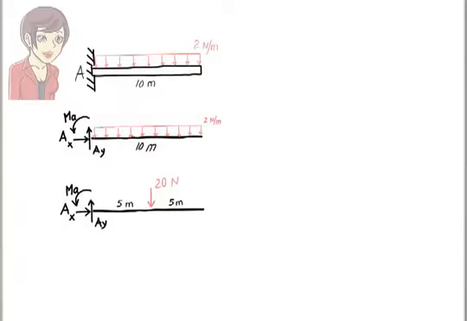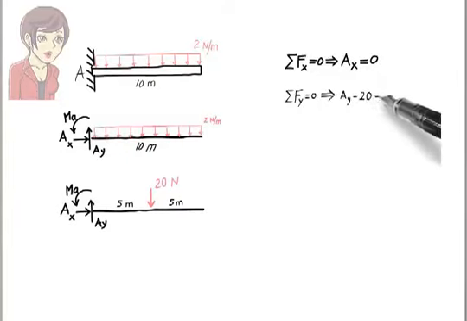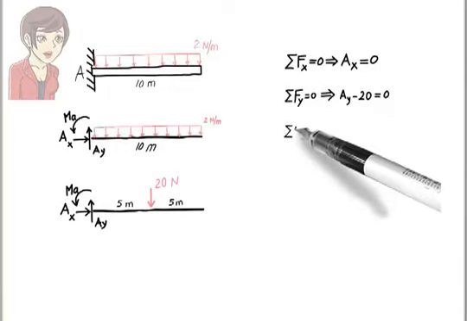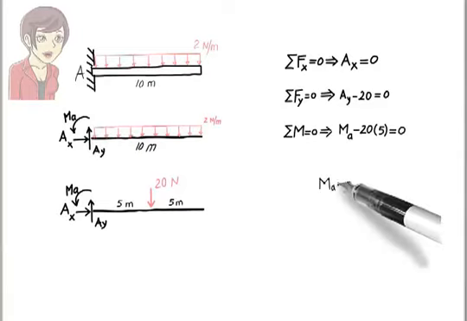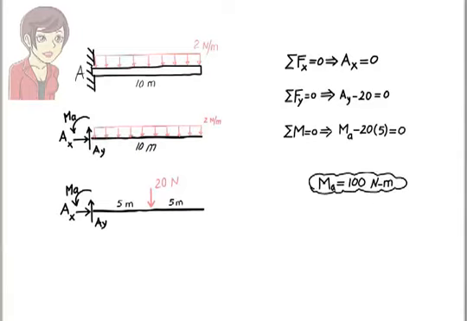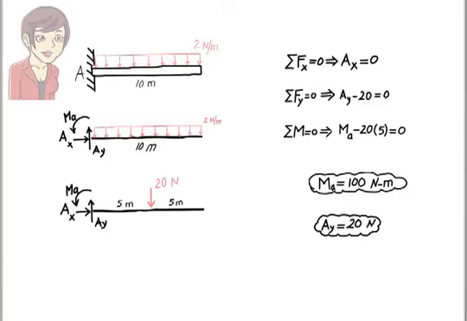Now we can write the equilibrium equations. AX equals 0. AY minus 20 equals 0. MA minus 20 times 5 equals 0. Solving the last equation for MA gives MA equals 100. From the second equation we get AY equals 20. And the first equation gives us AX equals 0.